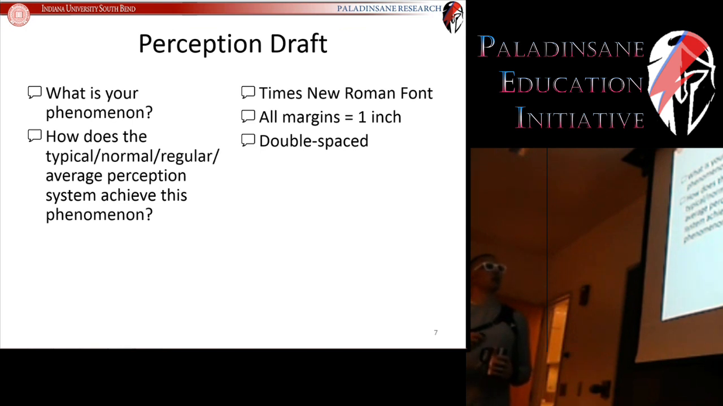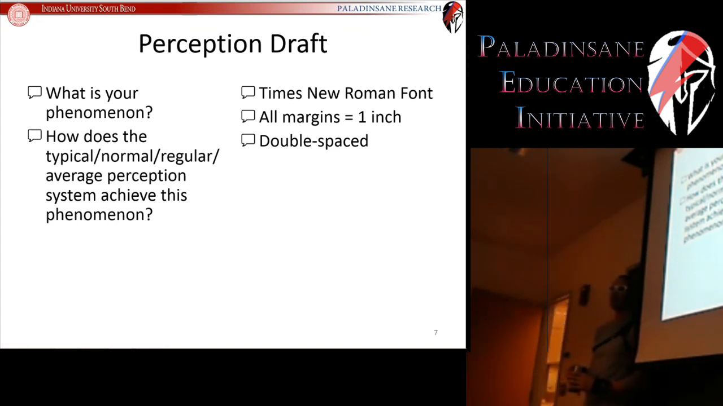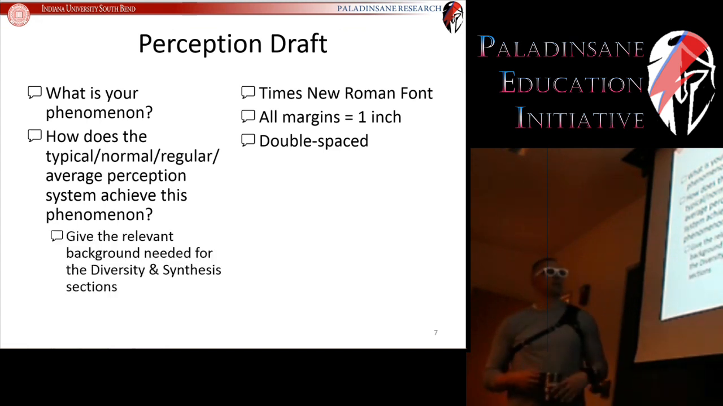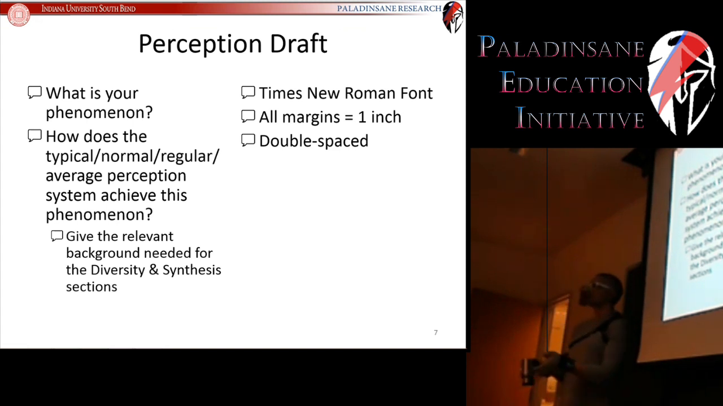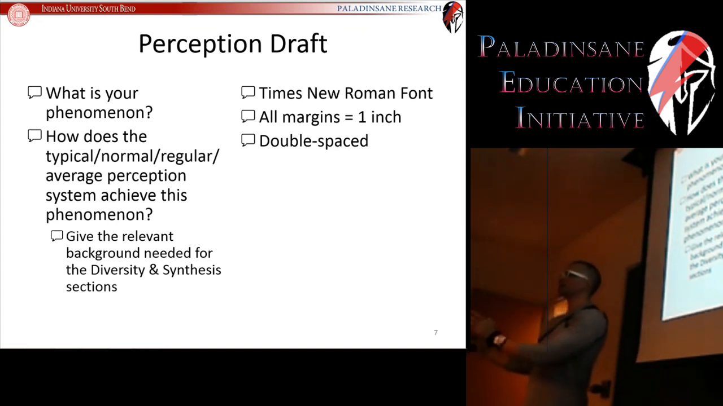And then you're going to go over how the typical, normal, regular, average perception system achieves this phenomenon. Basically, what has the research to date said about this phenomenon? And this is where you're going to give the relevant background needed for your diversity and synthesis sections. So for the perception draft, you are literally just taking a look at what has come before, and you are explaining to the reader what has come before.